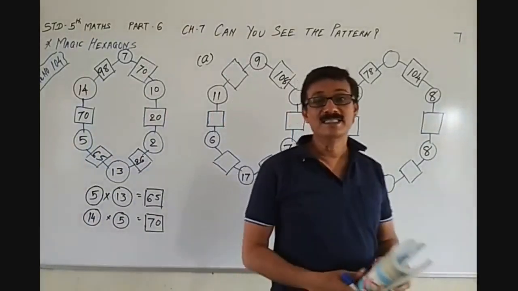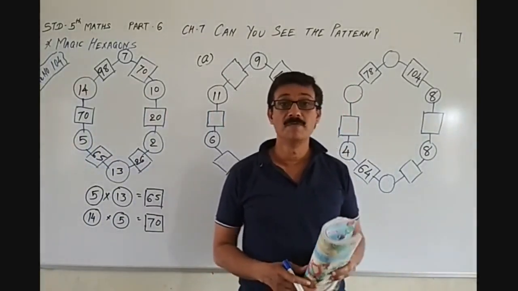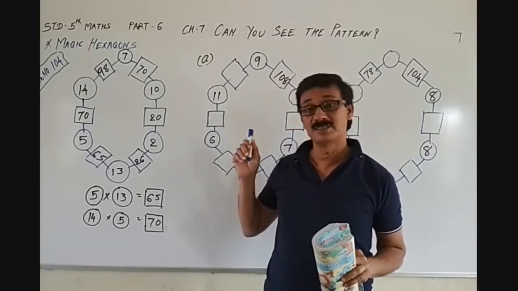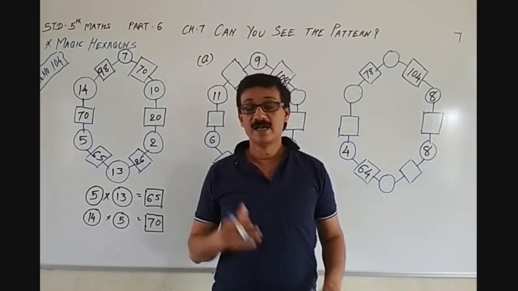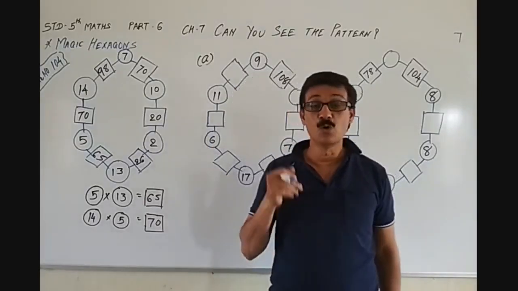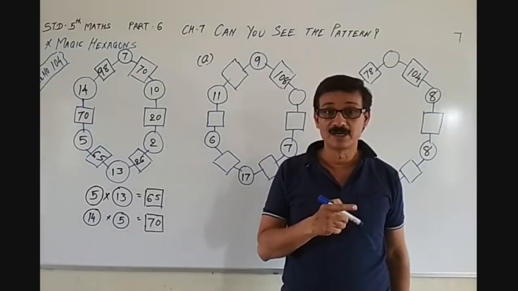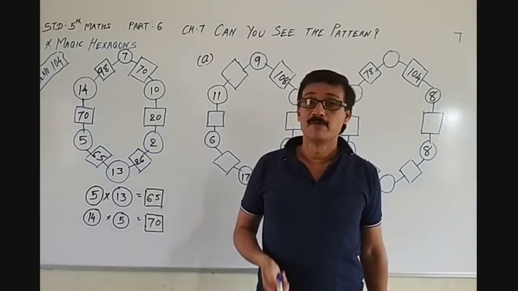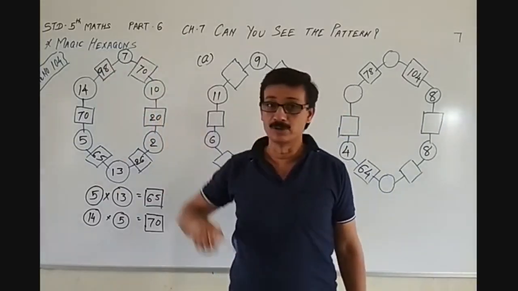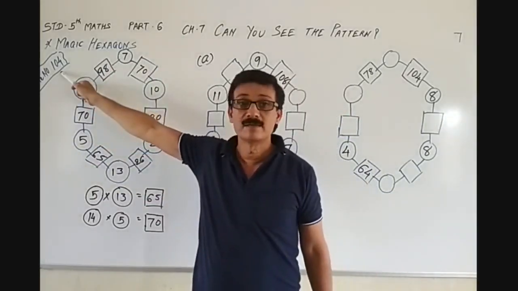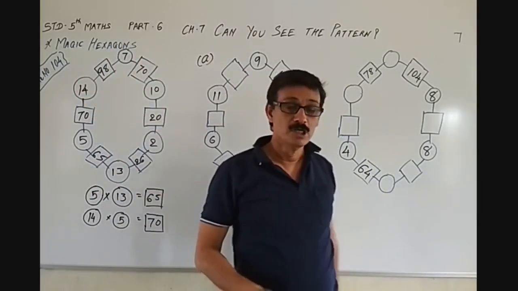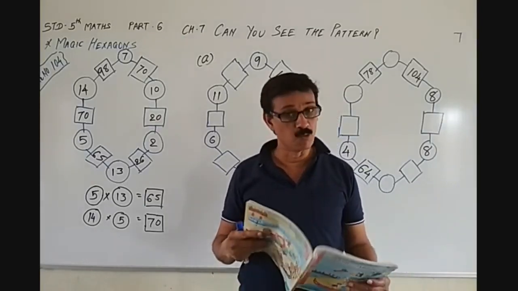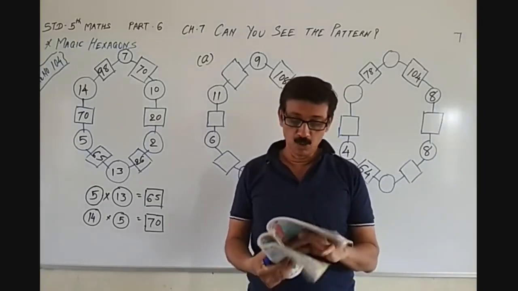Hello students, this is part 6 of chapter 7. Can you see the pattern of standard 5th mathematics? In the last part, we learned the magic trick of squares, the magic squares, isn't it? In this one, we are going to learn magic hexagons, and this is on page number 104. So, open page number 104 in your textbook. Let's see what is there.